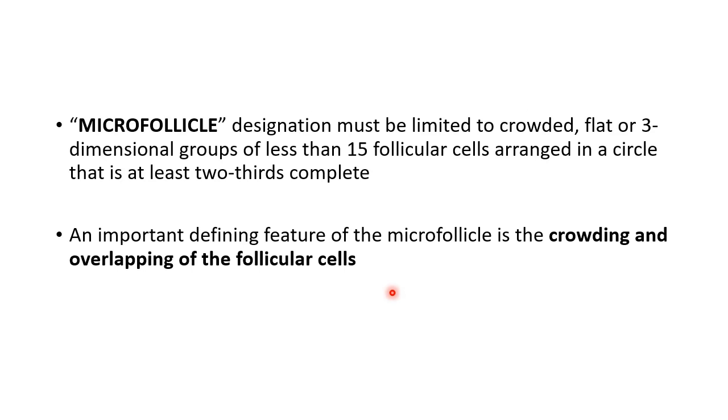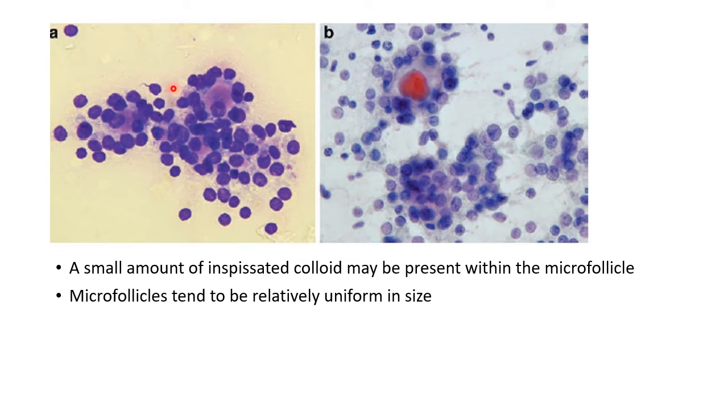A very important defining feature of a microfollicle is the presence of crowding and overlapping of the follicular cells. So the follicular cells should be crowded, overlapping cells, three-dimensional groups or flat groups of less than 15 follicular cells which are arranged in a circle at least 2/3 complete. So these are all microfollicles. You can see the nuclear overlapping and formation of this circle composed of less than 15 follicular epithelial cells. Sometimes a small amount of colloid, which is this pinkish thing, can be present within the microfollicle, and usually the microfollicles are of uniform size.